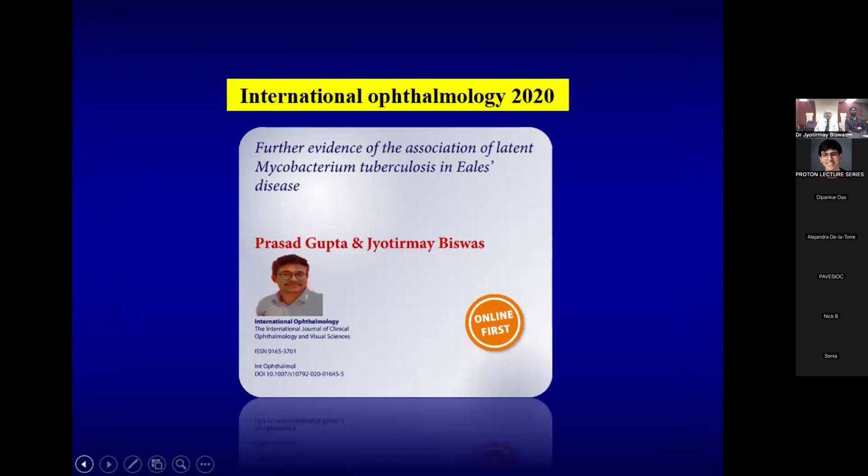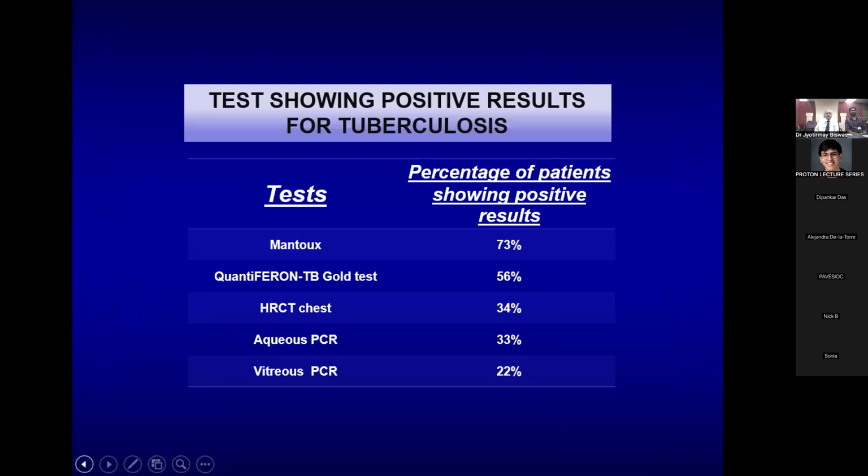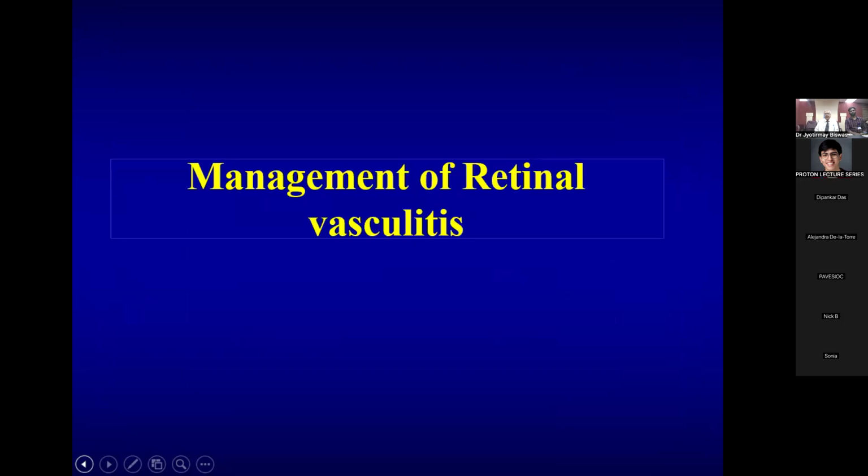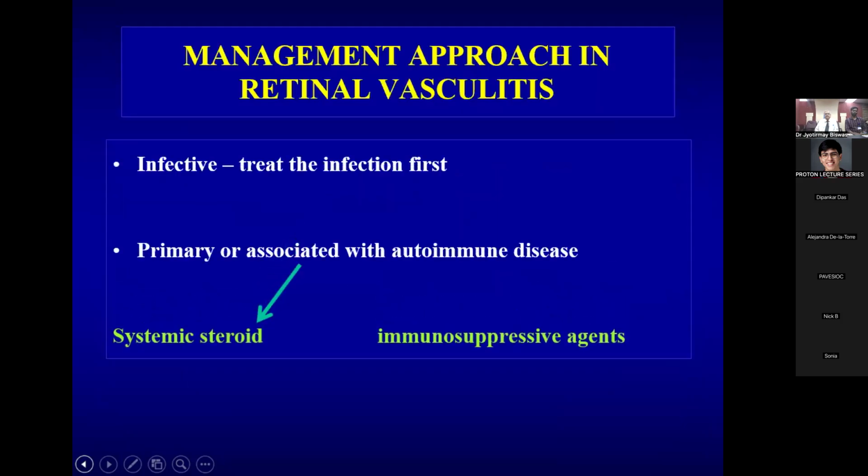So we found in Eales disease patients, investigations such as Mantoux, QuantiFERON, and HRCT chest are quite helpful, and we saw tubercular etiology in clinically suspected Eales disease in over 50% of the cases. Management of retinal vasculitis is the last phase of my talk. In infective cases, we need to treat the infection first, which may need to be combined with oral corticosteroids. Primary or associated with autoimmune disease, systemic steroid is the primary treatment, but if not responding, immunosuppressive agents can be added.